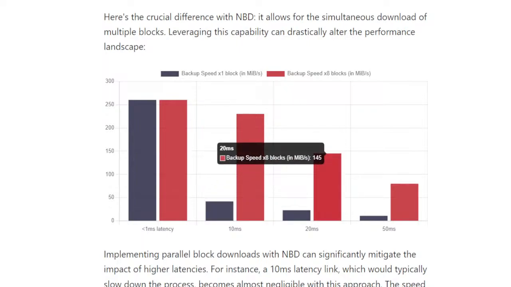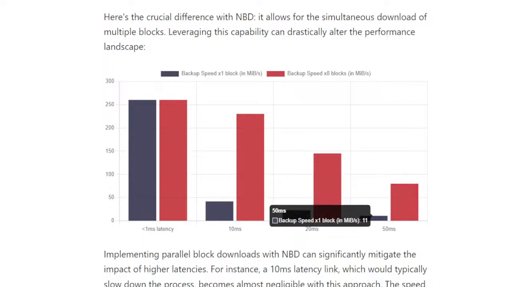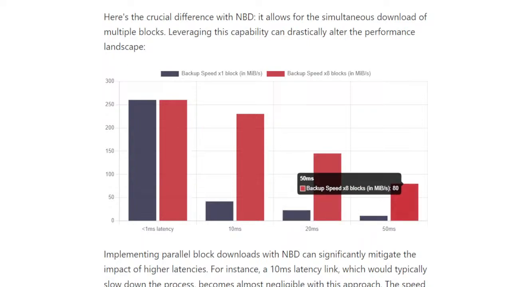But as soon as you get, for example, 10 millisecond latency, you almost keep the same speed as if you had no latency. And even with a very high latency network between XO and the place where you store the backup, it's still usable, and it wasn't before. The extreme example is 50 milliseconds, where you are currently at around 10 megabytes, and with the new 8 blocks per transfer, it's 80. So it's really huge, and even having a 20 millisecond backup repository is acceptable.